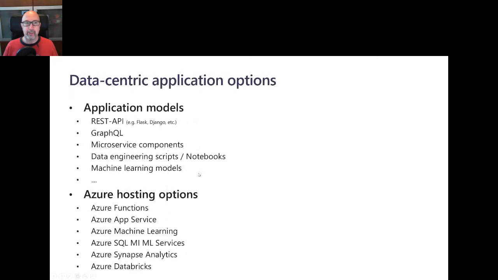Okay, let's move one step further, right? So where are we going to host these data-centric applications written in Python that are interacting with the database and are hosted somewhere? First of all, from an application model perspective, using Python, we can define things like, again, REST APIs, as we were seeing previously.